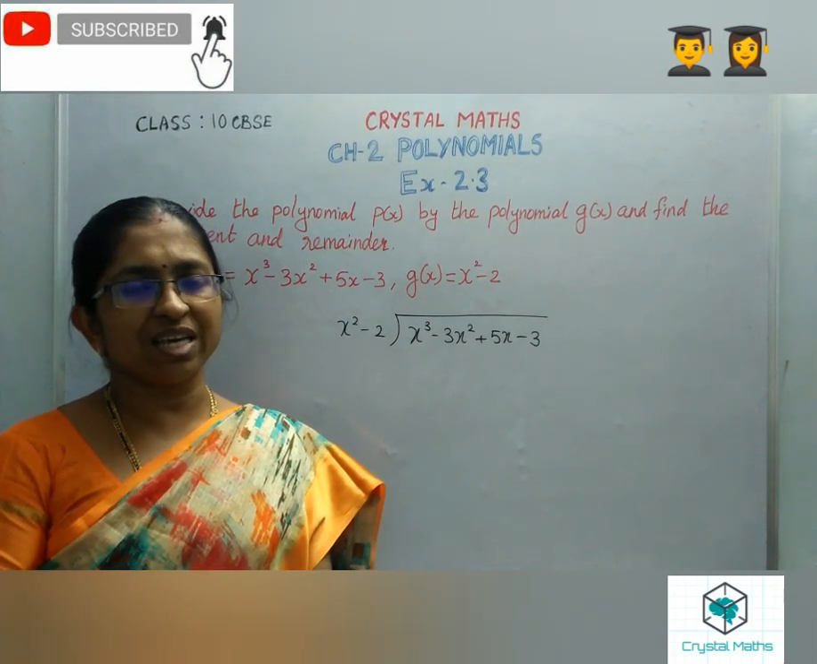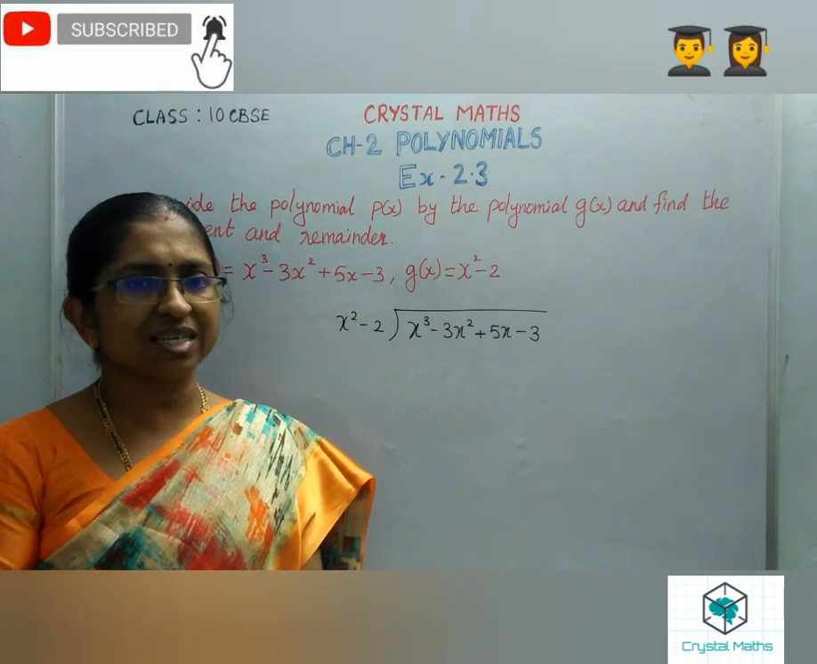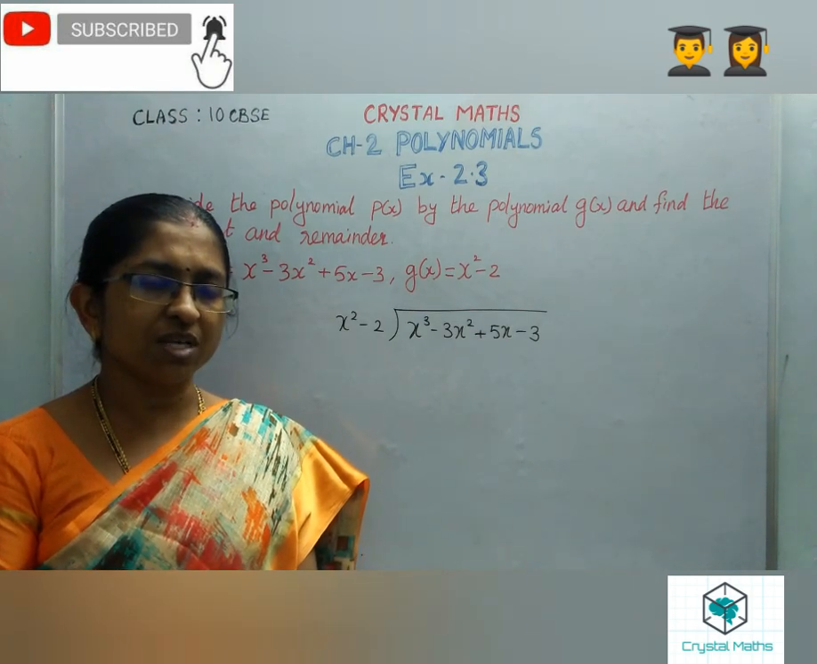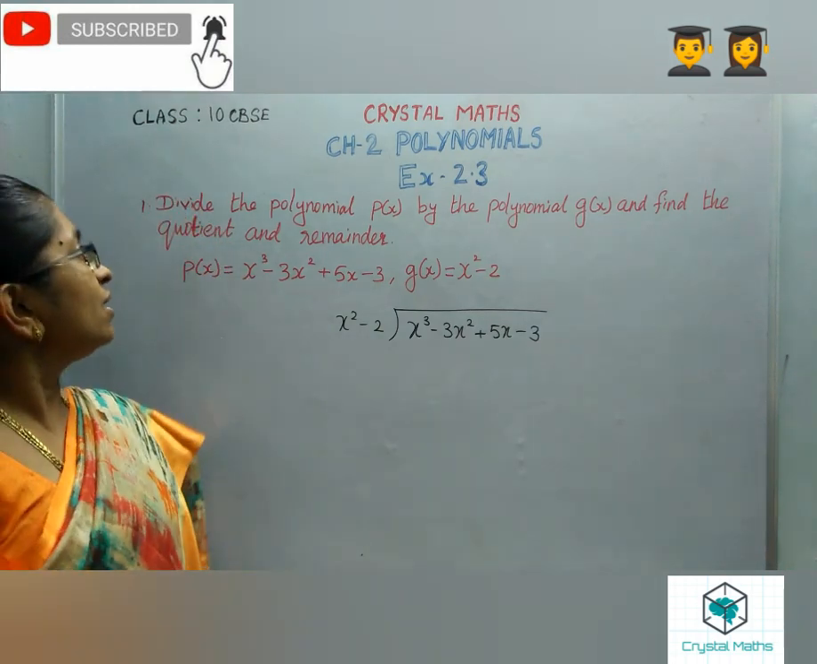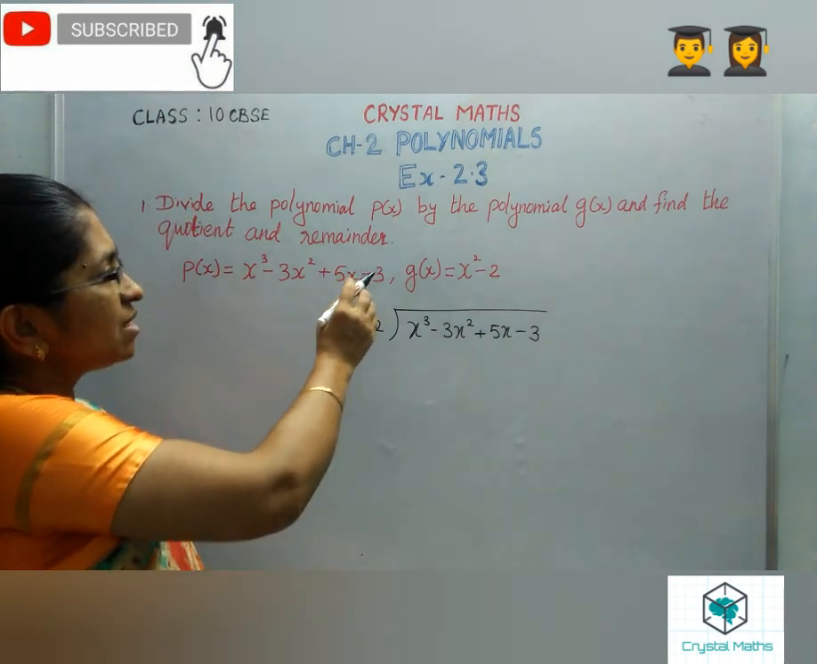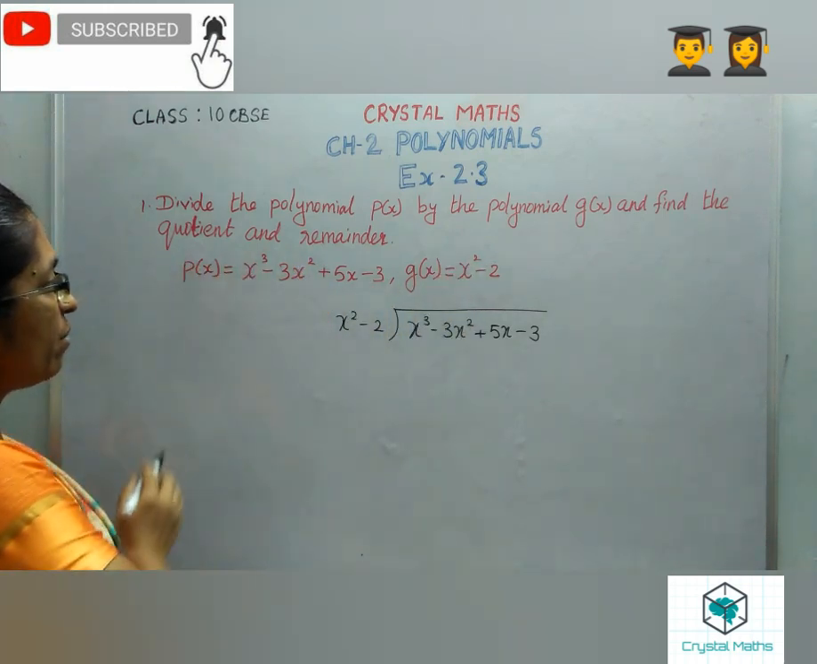Today we are going to see class 10 exercise 2.3 problems. In this exercise we have different kinds of problems. Let us see one example for each kind. Divide the polynomial p of x by the polynomial g of x and find the quotient and remainder.